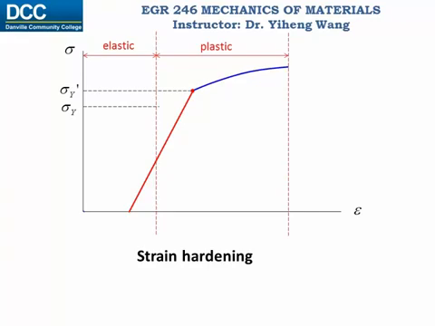During unloading, the part of deformation that the material was able to restore is called elastic recovery, and the deformation that cannot be restored is called permanent set.